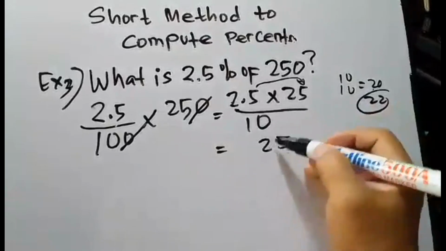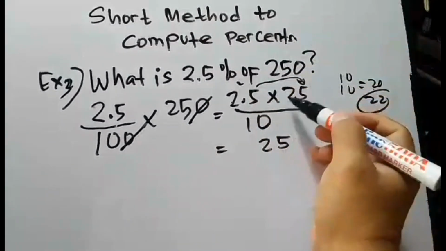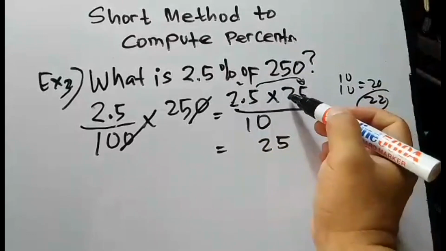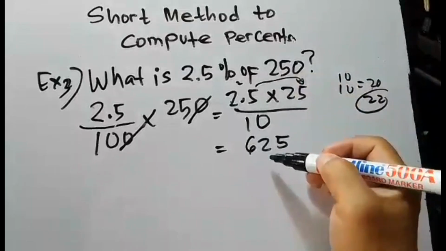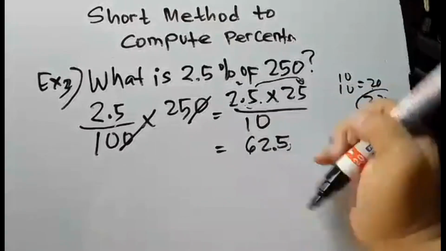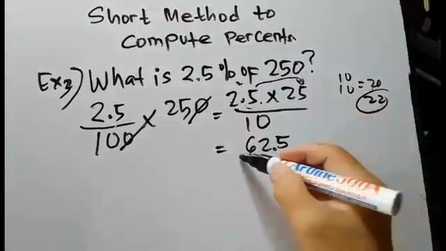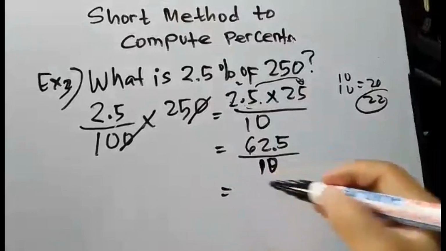So, 22, remainder ulit ng 2. Sa dulo, multiply natin 2 times 2, 4, tsaka yung remainder 2 ay 6. 625. Move natin yung decimal point dito. Dito yung point. So, 62.5 over 10. So, hindi pa yan yung answer.